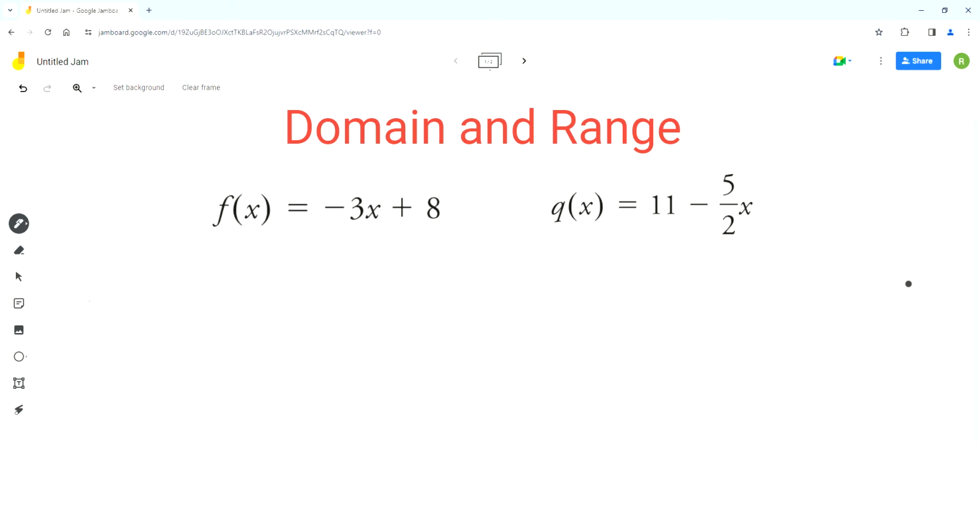So in this video, we'll find the domain and range of these two given functions. We'll start with the function on the left side. The first step here is to identify what type of function it is. This is a linear function because it resembles the general equation of a linear function, y equals mx plus b.